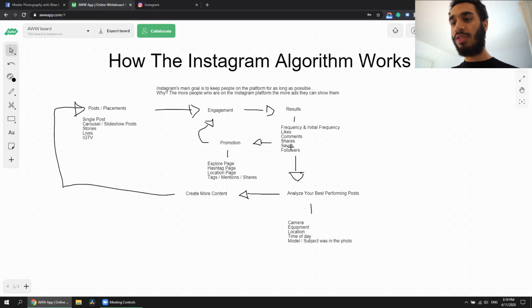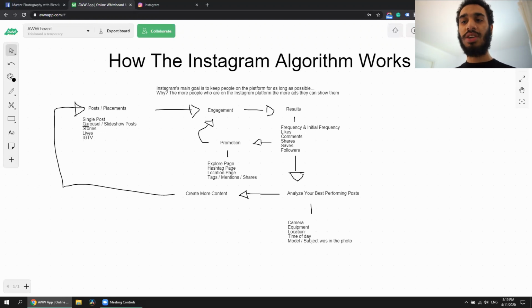Once you've gotten these results, you analyze for your best performing post, because Instagram has its own flywheel here, right? This all works by itself. Instagram will promote you organically, but what you have to do manually is look at which posts you did that got the best results. Look at your camera equipment, your location, time of day, model, subject that was in the photo, or if you're not a photographer, anything else that you were doing to get good results on your post. You're going to see the one that got the best results, and you're going to create more content like that.